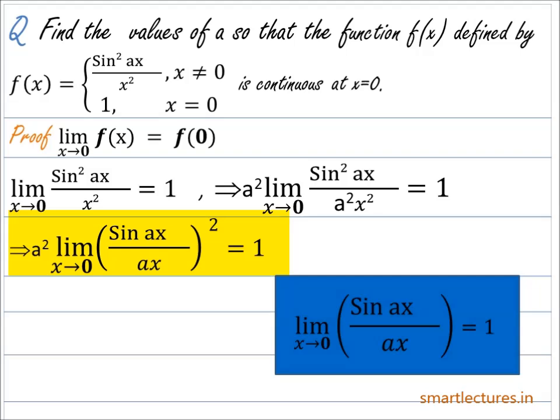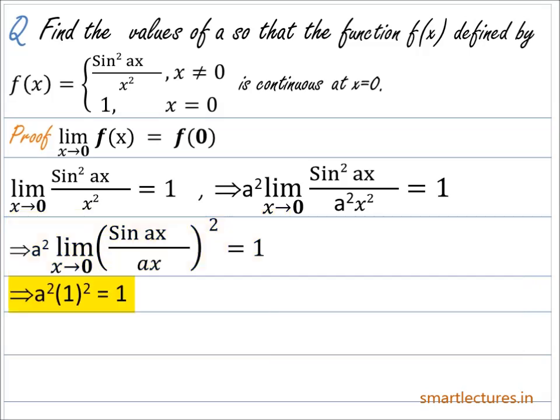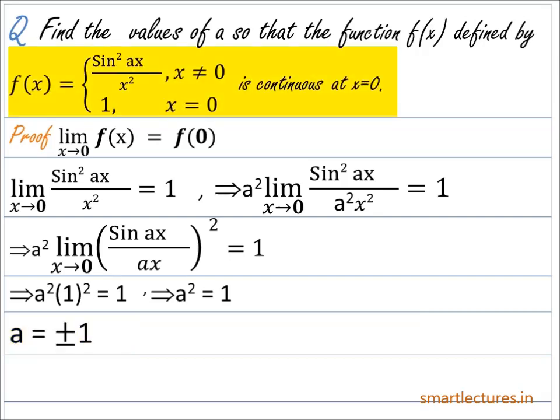So this equation simplifies to a square into 1 square is equal to 1, or a square is equal to 1, which means a is equal to plus minus 1. And which means the given function f of x, given by sine square ax upon x square when x is not equal to 0 and f of x equal to 1 when x is equal to 0, is a continuous function at x equal to 0 if a is equal to 1 or minus 1.